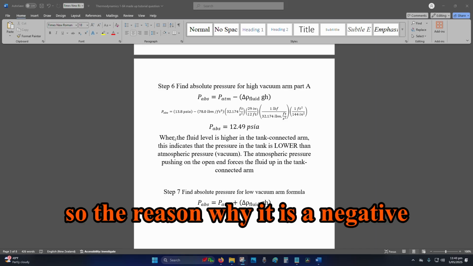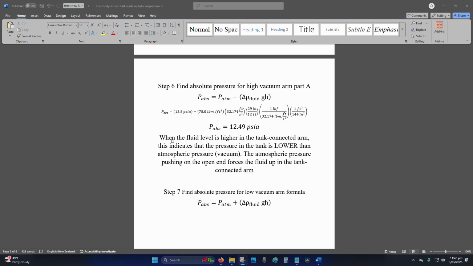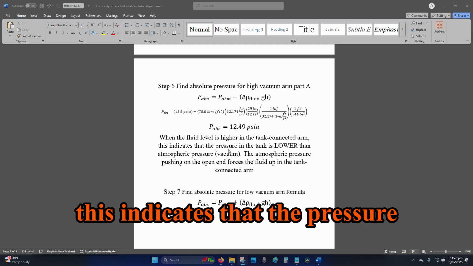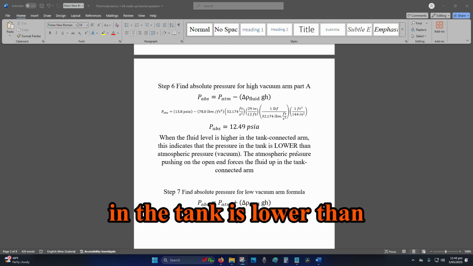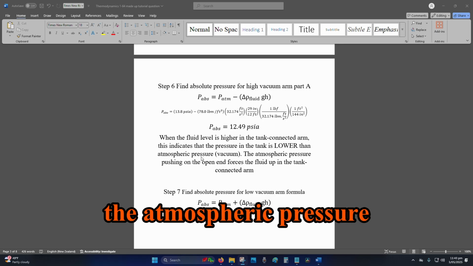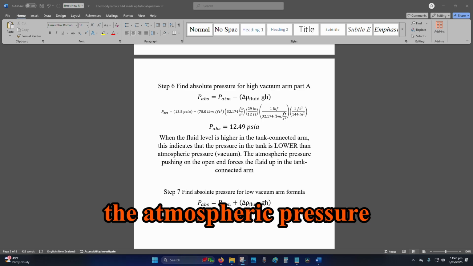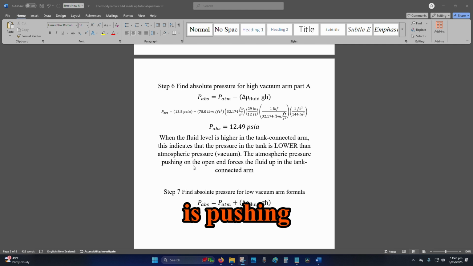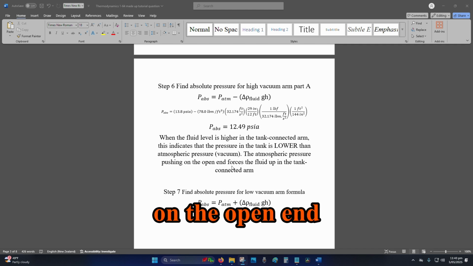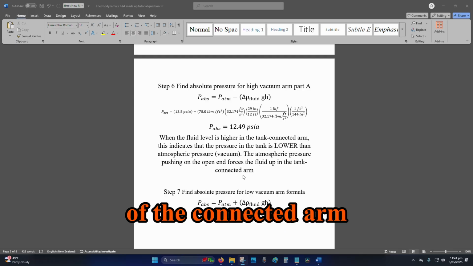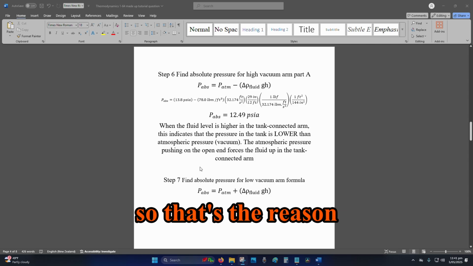So the reason why it is a negative is when the fluid level is higher in the tank connected arm, this indicates that the pressure in the tank is lower than the atmospheric pressure, the vacuum. The atmospheric pressure is pushing on the open end and forcing the fluid up into the tank connected arm. So that's the reason.